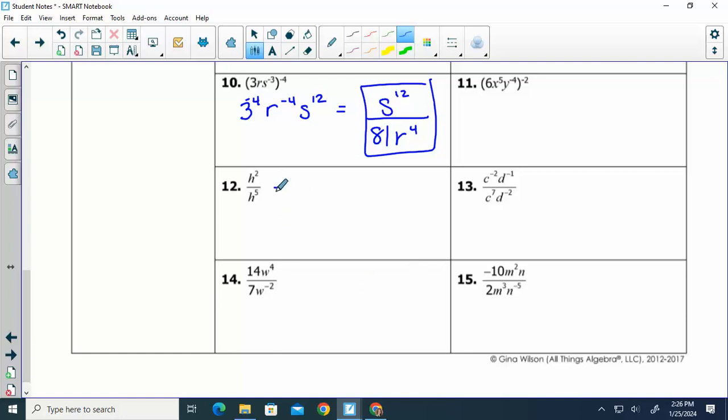All right, let's look at some division. Everybody pay attention here, make sure we know. If we divide, what have I told you to do with the exponents? Subtract them. So if I divide these, what is 2 minus 5? So then my final answer would be 1 over h to the 3rd.